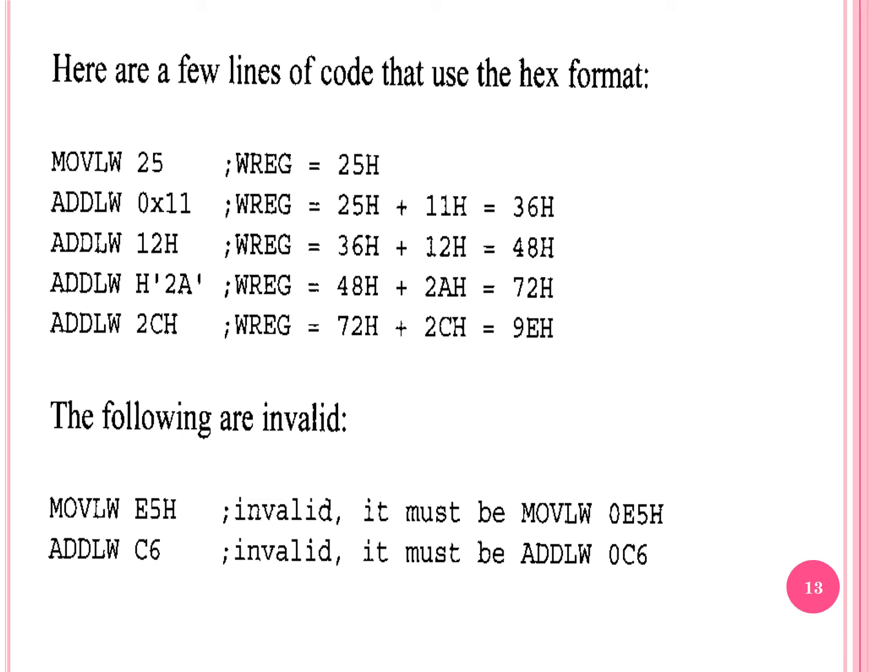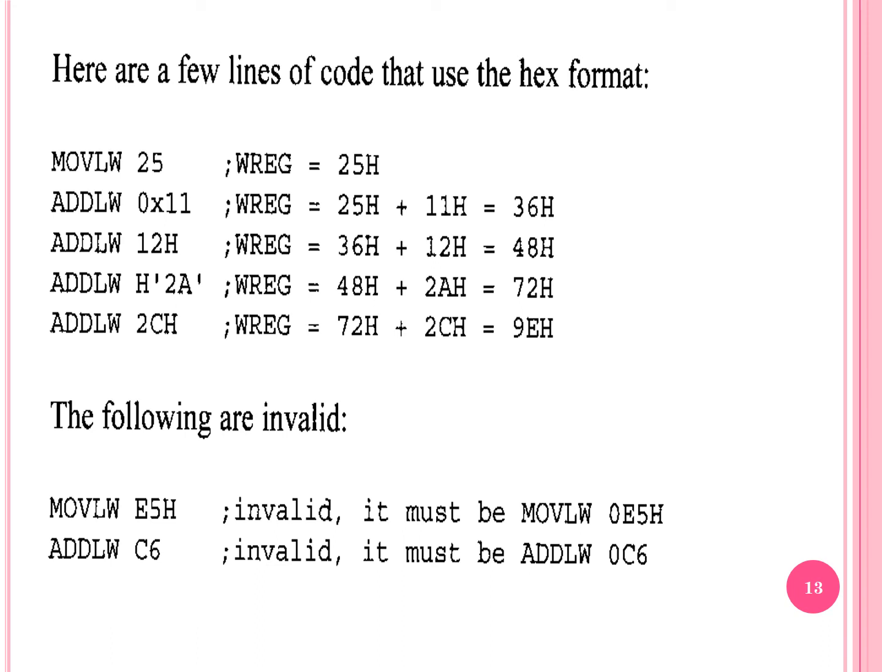Now again I have written ADDLW H'2A'. So 48 is there in hexadecimal, and 2A will get added. A plus 8 is going to become decimally 18, or hexadecimally 12. So that 2 is in the lower byte position and 1 is taken as a carry. So 4 plus 2 plus 1, that is becoming 6 plus 1, 7. So the answer is 72H.